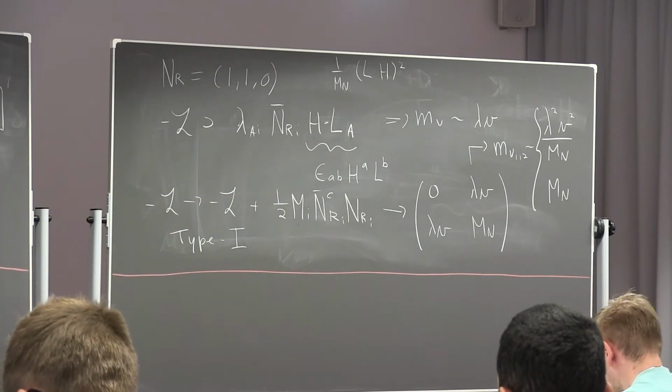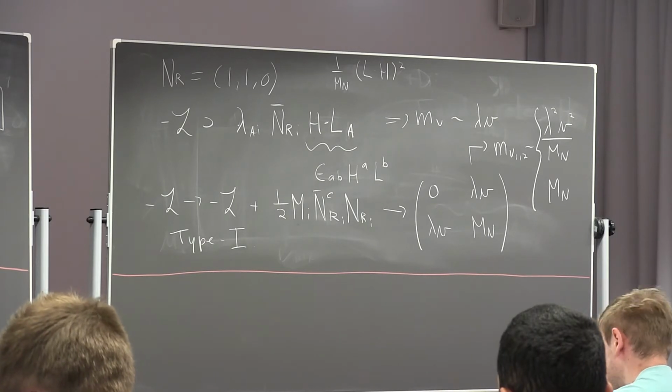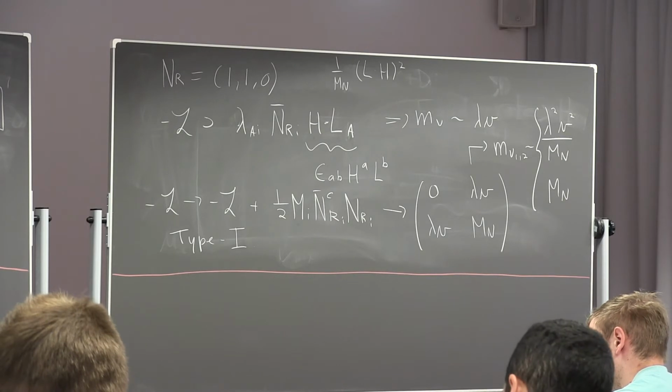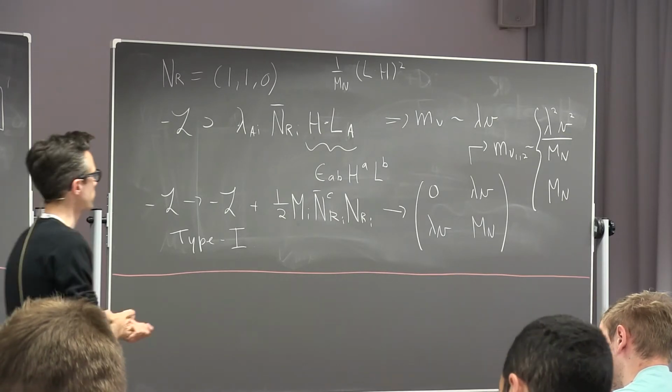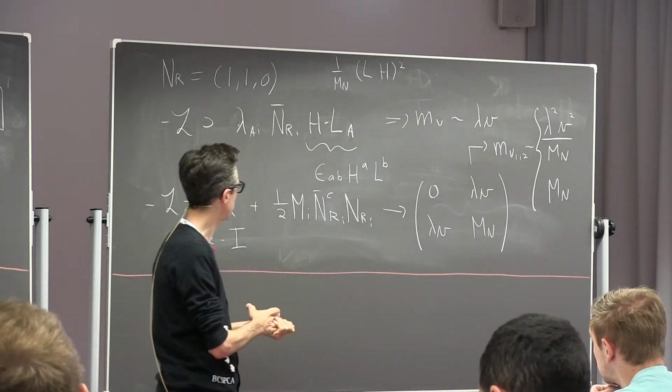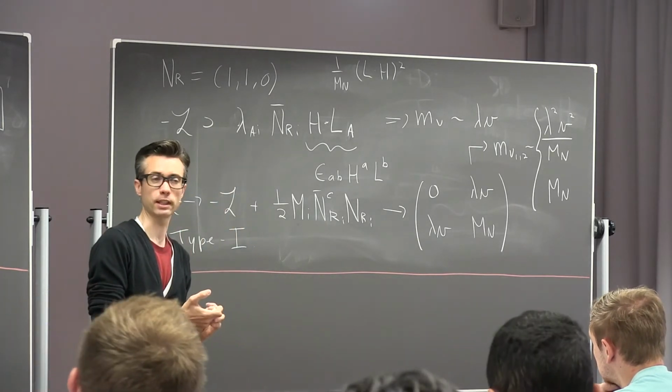Okay, so in any case, we have this type 1 seesaw, and we want to do baryogenesis with it. We need 3 things for baryogenesis. The first is baryon number violation, and we have that from the sphalerons. But this theory also gives you something more. It gives you lepton number violation explicitly.